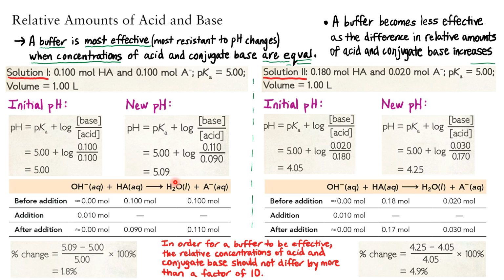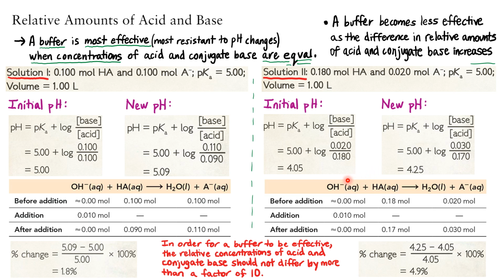And we talked about the percent change of this, and realize that when you calculate the percent change of the pH, it ends up being 1.8%. Not bad, right? The pH changed by just about 2% in a solution where there's a 1-to-1 ratio between weak acid and conjugate base. But then when you look at solution 2, this is not a 1-to-1 ratio, and if you calculate the initial pH, you get 4.05.